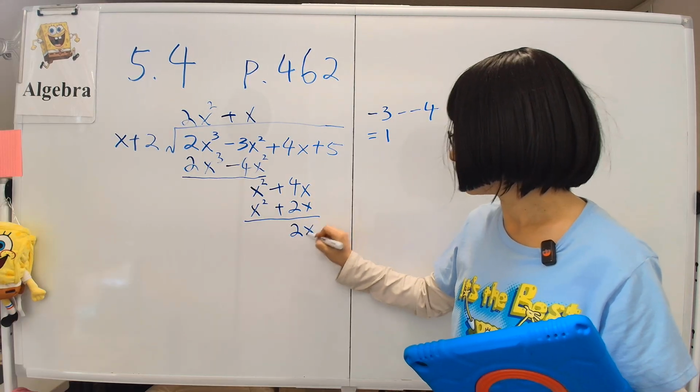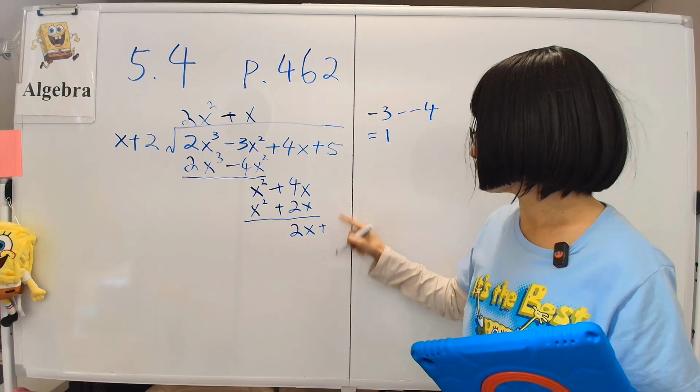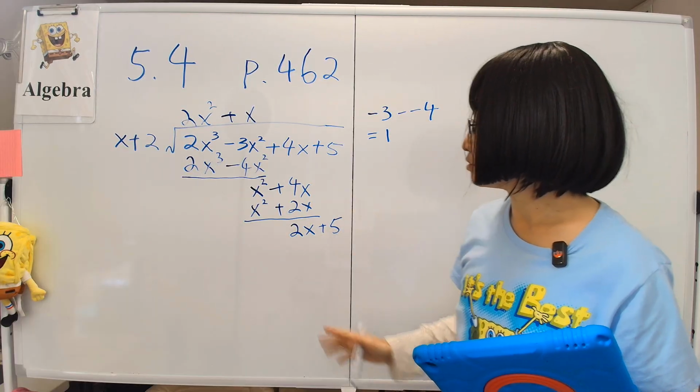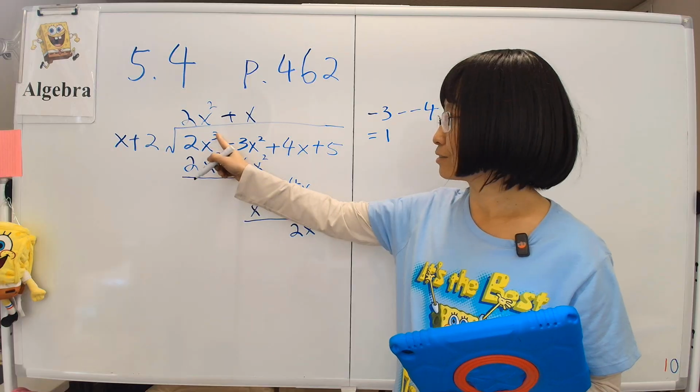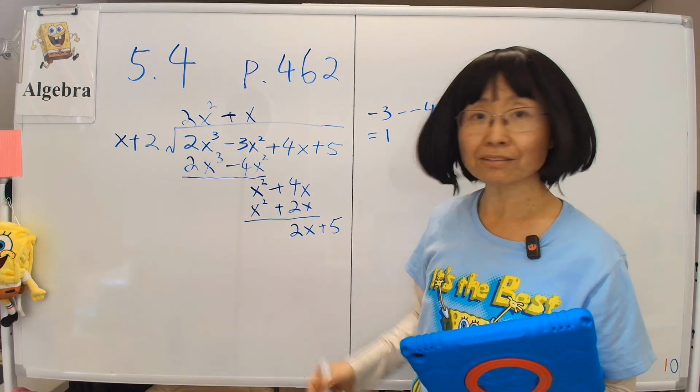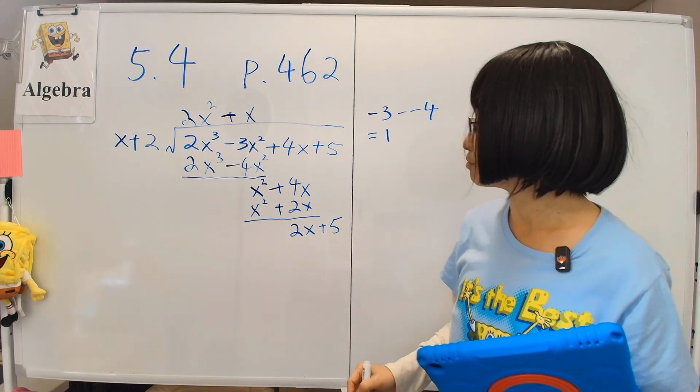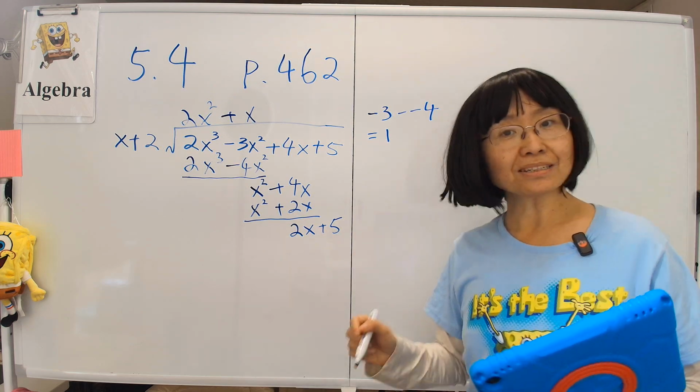So we're down to 2x plus 5. We'll drop this thing down. You notice that each step you knock out 1 degree. I mean, we started at degree 3, then we were down to degree 2, now we're down to degree 1. So the same process repeats.